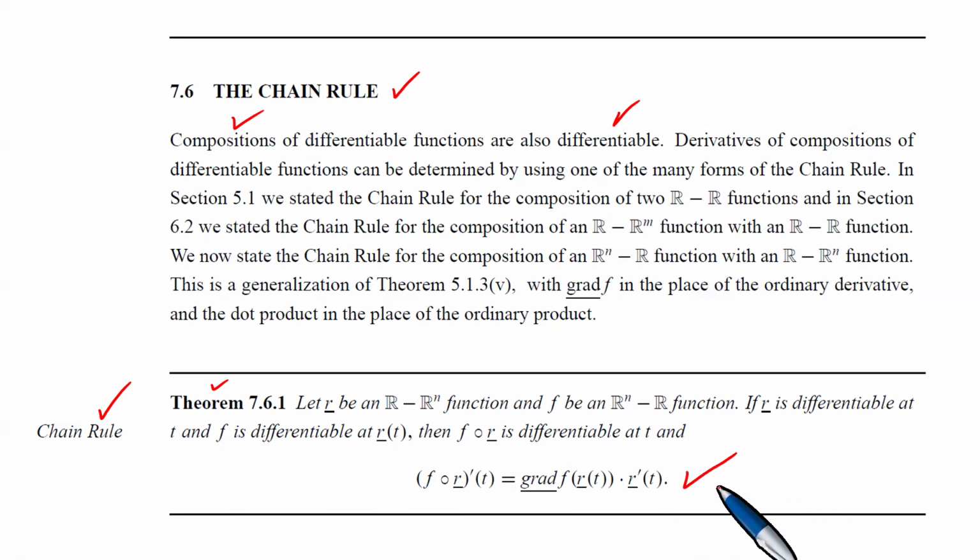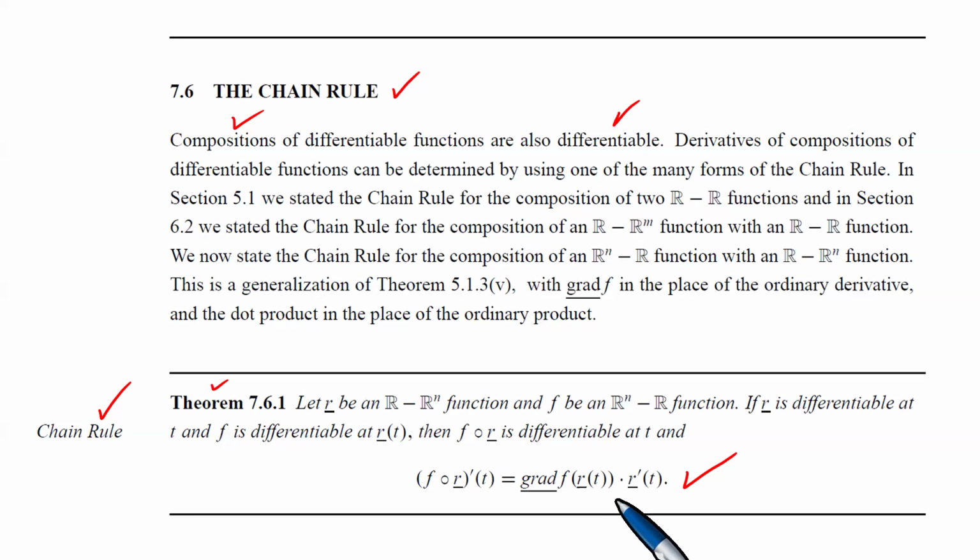Okay, the study guide has several versions of the chain rule, different forms of the chain rule, but it's very important to note that if you're asked to state the chain rule, you need to say: let R be an R to Rn function and f be an Rn to R function. If R is differentiable at t and f is differentiable at R of t, then the composition of the two functions f and R is differentiable at t, and also the derivative of the composite function of f and R at t equals the gradient of f of R of t dot R prime of t.